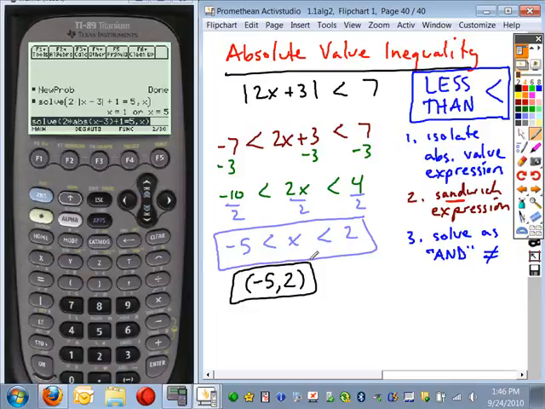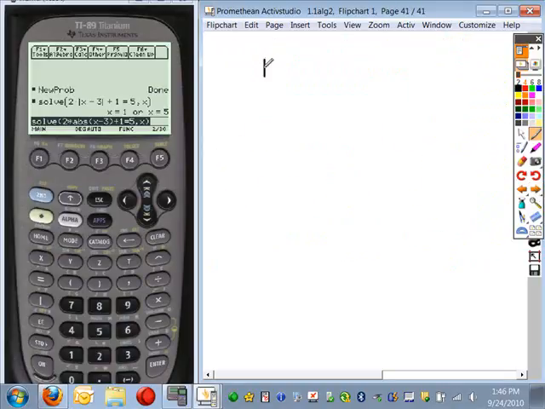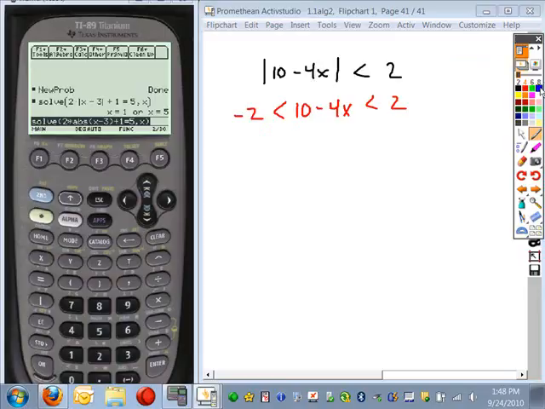Now, if you had to divide by a negative, I want you to try this one on your own here really quickly. See if you can solve this absolute value inequality. If you isolate the expression, it's already isolated. So since it's a less than, it gets sandwiched between the 2, what was given, and the opposite of what was given. And then you just solve it as the and compound inequality.